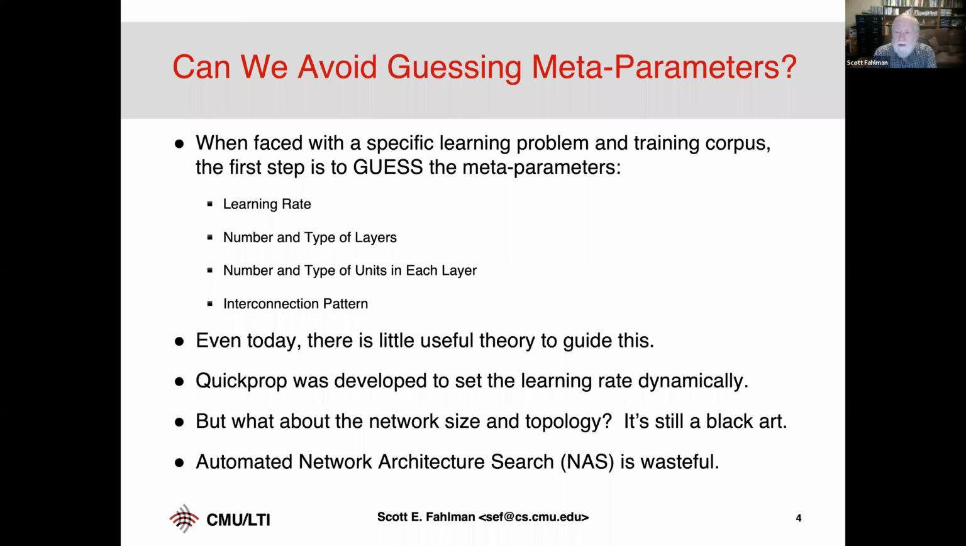But it's incredibly wasteful. It's hard enough to train one network on your data set. That's very time consuming. And to try 100 different networks to find the right one is 100 times more time consuming. And we're burning an awful lot of compute cycles because we don't have any guidance as to what kind of network we need for a given problem. And heating up the planet and building huge data centers and so on. So how can we avoid guessing the metaparameters? That's one thing that was very much on my mind, even after QuickProp helped with the learning rate.